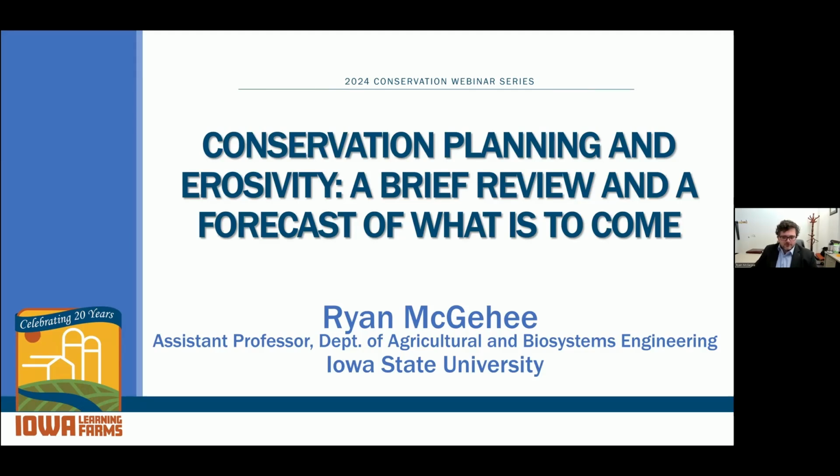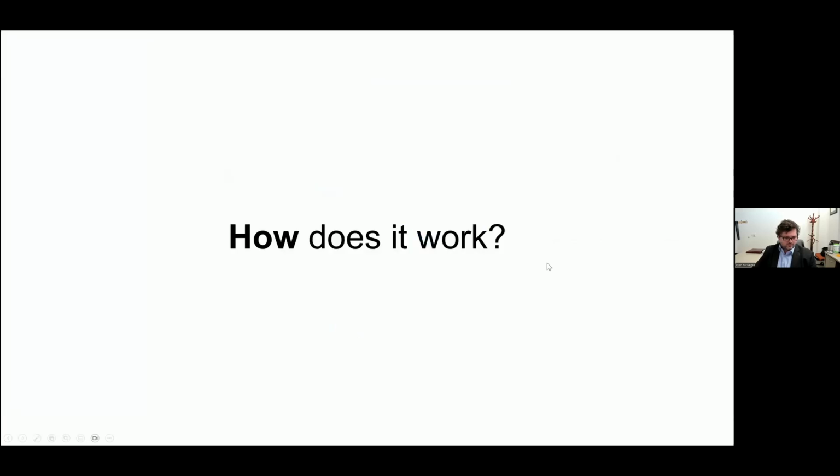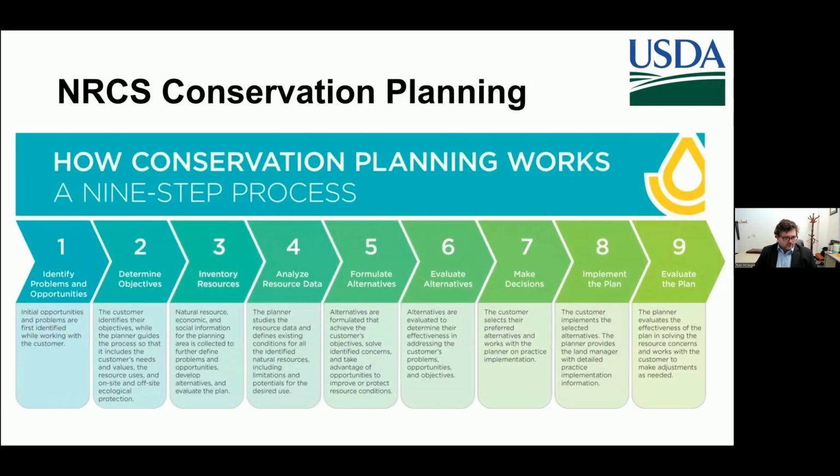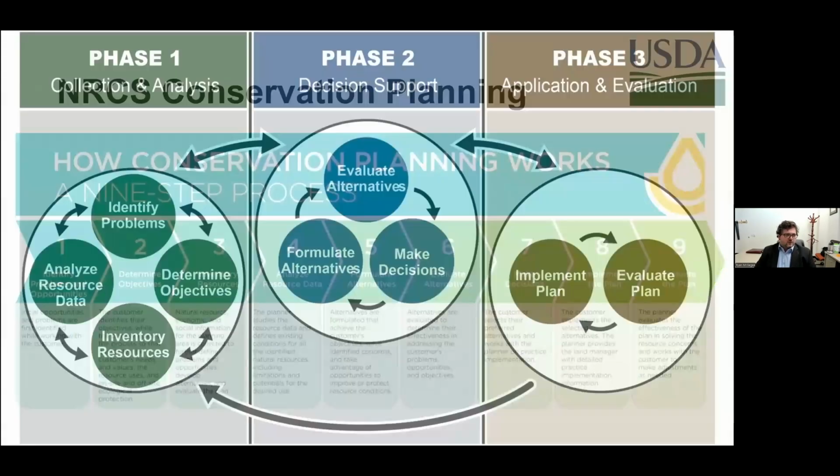So first, conservation planning. And now I'm not advancing slides. Okay, there we go. So how does conservation planning work, especially in the United States, for those that may not be familiar? Well, this is from NRCS, the Natural Resources Conservation Service. And if you're not familiar with them, they're basically responsible for implementing conservation planning in the US, and they use this 9-step process. This process is a bit intense, so I like to look at another figure that NRCS puts out that kind of boils it down a little bit more.